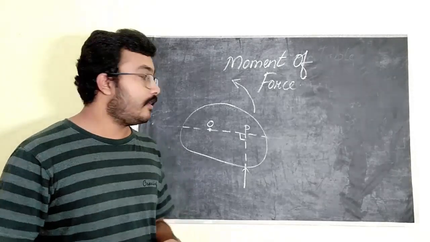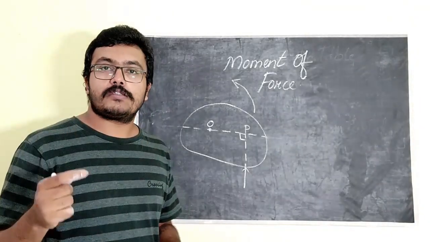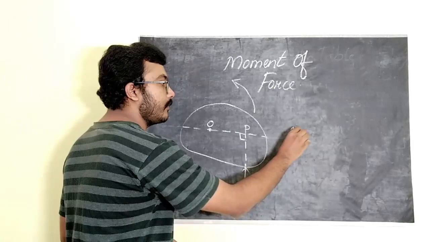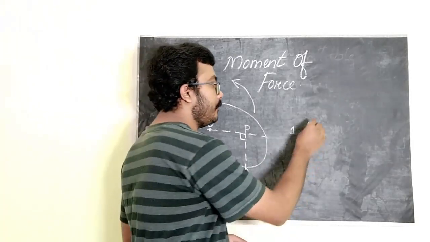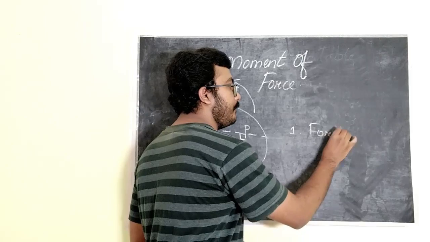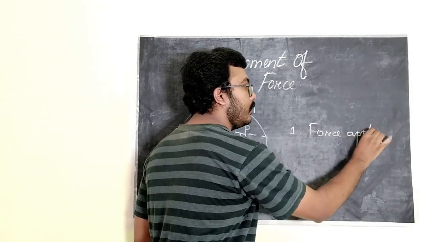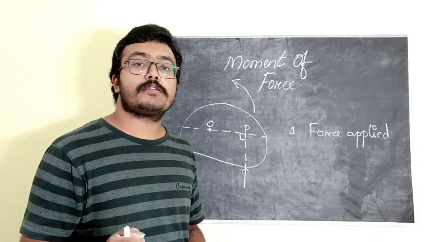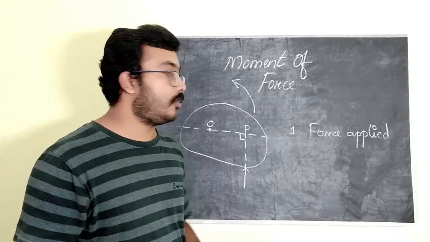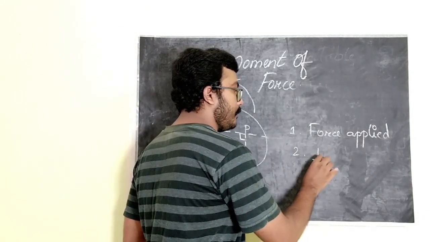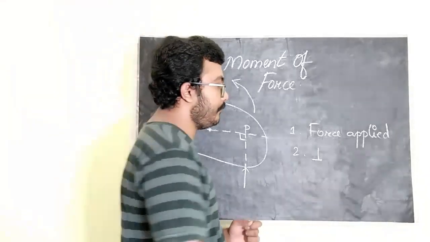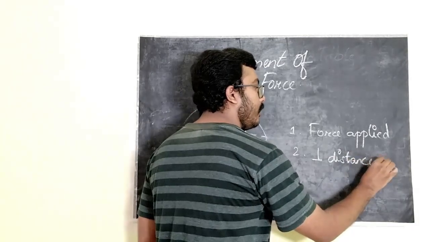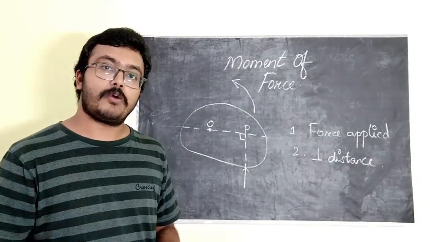And there are two conditions for a body to possess moment of force. The first one is the magnitude of force applied, or you can simply write it as force applied on the body, and the second one is the perpendicular distance at which a force acts on the body. Second one, perpendicular, this is the symbol for perpendicular, distance at which a force acts on the body.